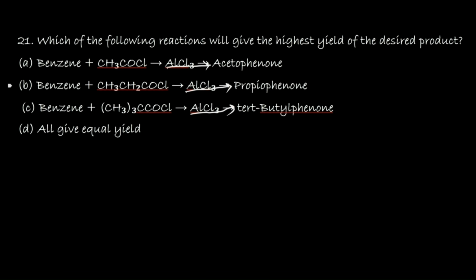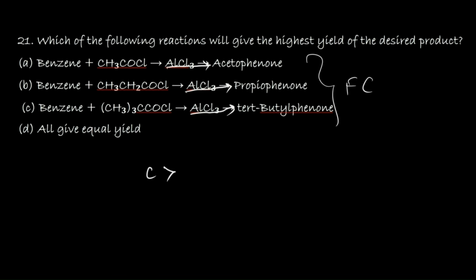This question is asking which of the following will give the highest yield of the desired product. Benzene with CH3COCl gives acetophenone, with ethyl COCl gives propiophenone, and with the tertiary carbon one gives tert-butylphenone. One thing we have to consider here is that these all follow Friedel-Crafts acylation. So steric hindrance increases in the order of the options.